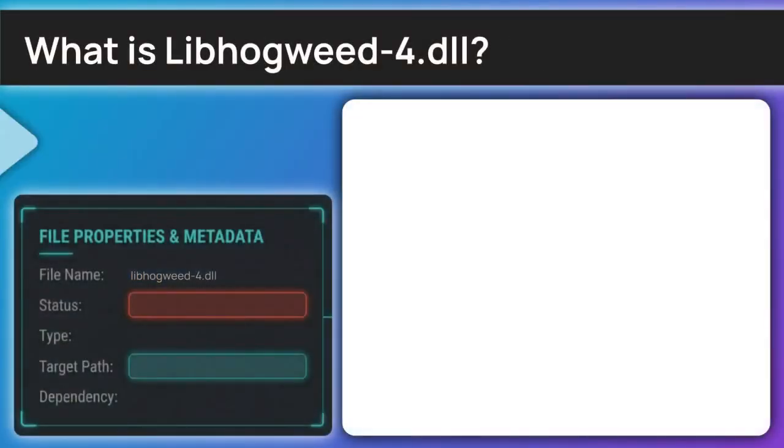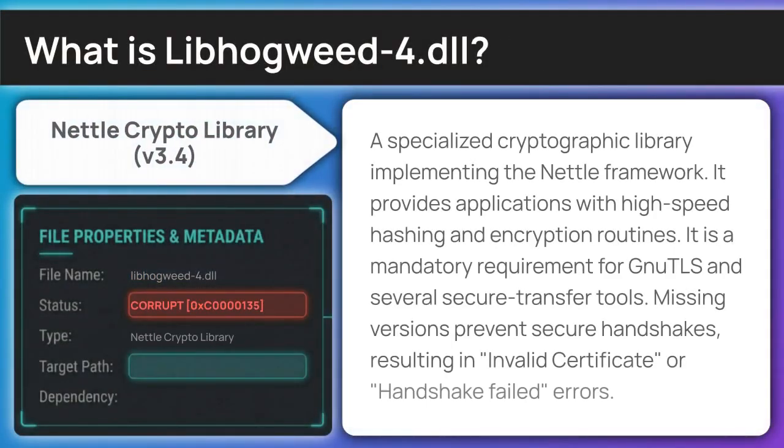This is the libhogweed-4 library, a specialized cryptographic library implementing the Nettle framework. It provides applications with high-speed hashing and encryption routines. It is a mandatory requirement for GnuTLS and several secure transfer tools. Missing versions prevent secure handshakes, resulting in invalid certificate or handshake failed errors.